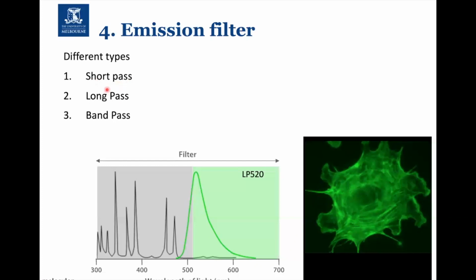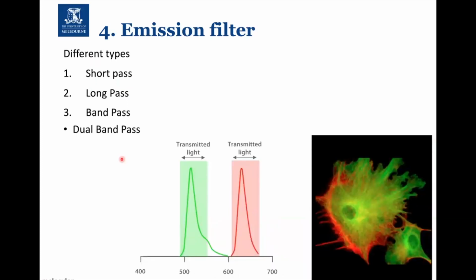So there are short pass filters, long pass filters, and band pass filters. So band pass we've already discussed. It's a narrow band of specific wavelengths that it's going to let through. Long pass, in this case here we've got a long pass 520, so that's going to let anything longer than 520 nanometers transmit through. Short pass does the opposite, so if we had a short pass 520, it would be anything shorter than 520 nanometers. So again, check your instrument in terms of what emission filters you have in place, and just make sure that that's suitable for the experiment that you're trying to perform.